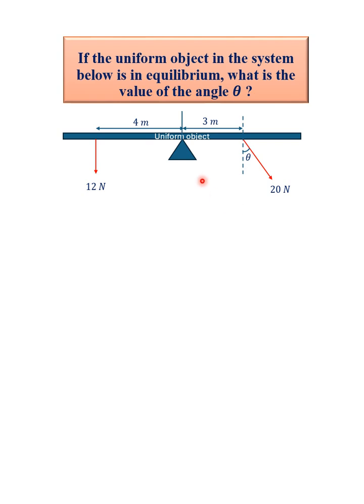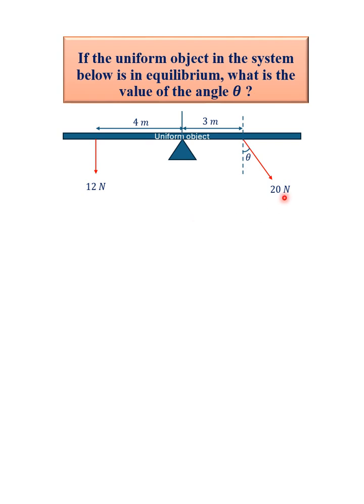We have a question here that says, if the uniform object in the system below is in equilibrium, what is the value of the angle theta? So we're given this object that is balanced on the knife edge under the effect of a 12 Newton force and a 20 Newton force.